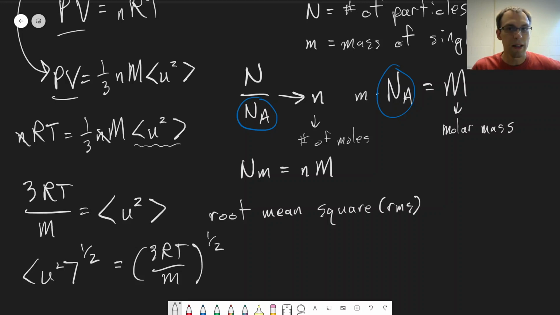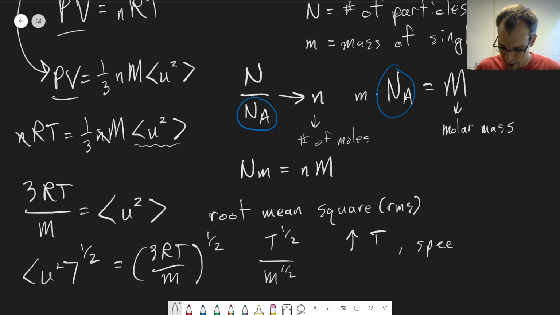And so we can see the speed of the particles depends on a couple of things that we have here. So we have T to the 1/2. This is something that will change, right? So this is temperature. 3 and R are constants. And we have 1 over M to the 1/2. So I want you to pause real quick and think, what does this mean? Looking at this equation, what does this tell you about how temperature and molar mass affect the average speed of particles?